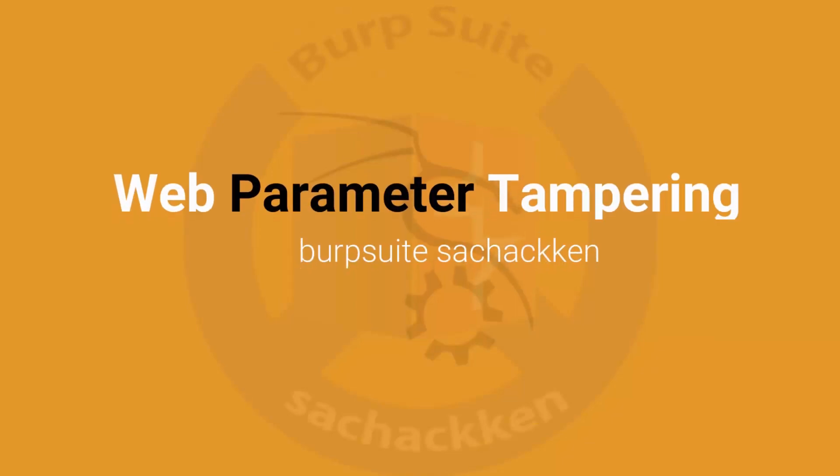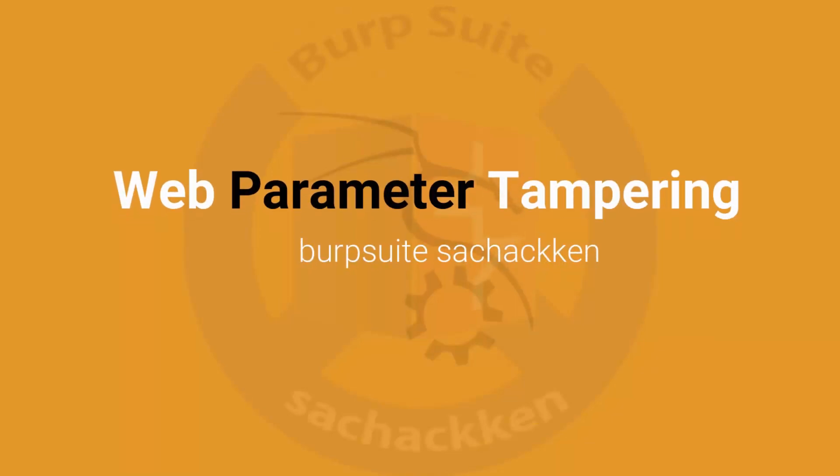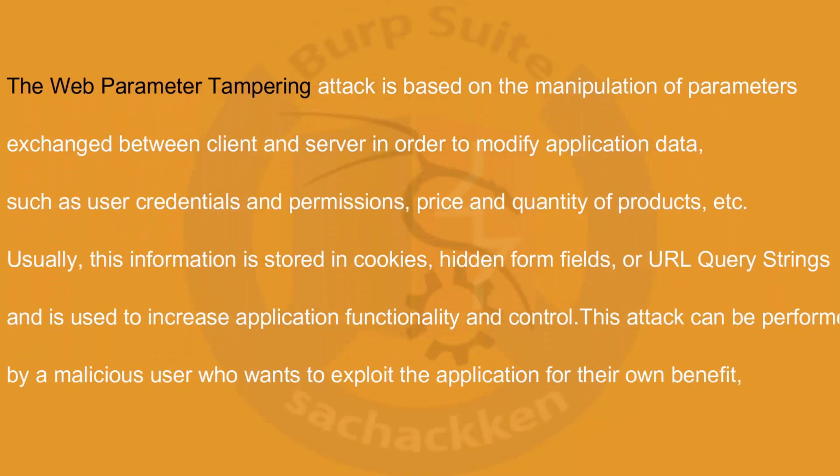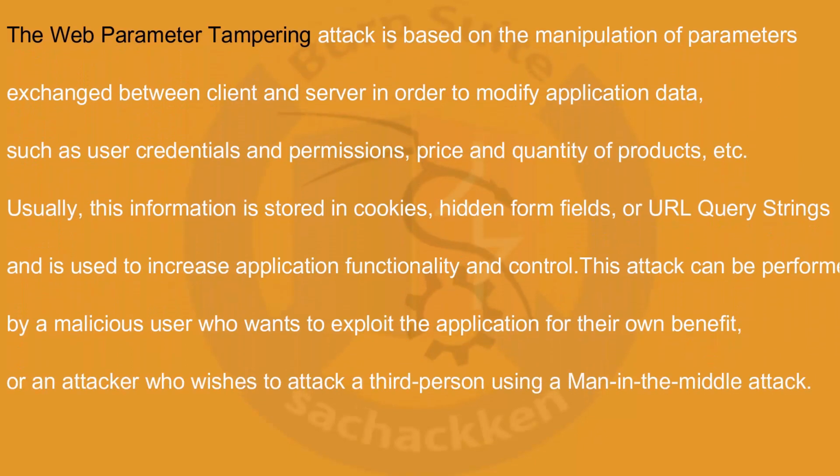In this video, you are going to learn how to do web parameter tampering. The web parameter tampering attack is based on manipulating parameters exchanged between the client and server in order to modify application data, such as user credentials and permissions, price and quantity of products. Usually, this information is stored in cookies, hidden form fields or URL query strings, and these are used to increase application functionality and control.